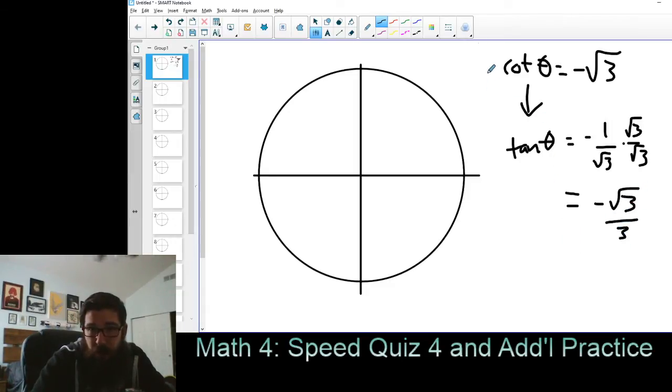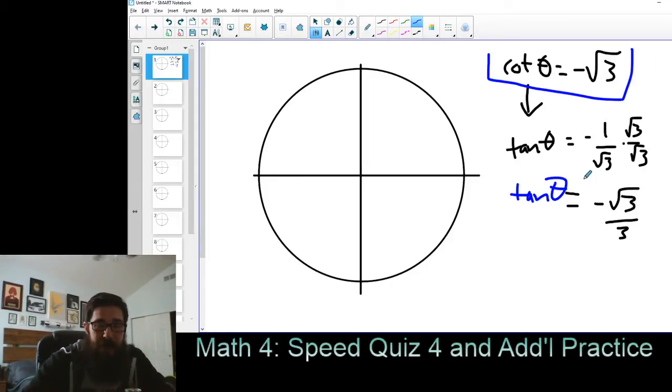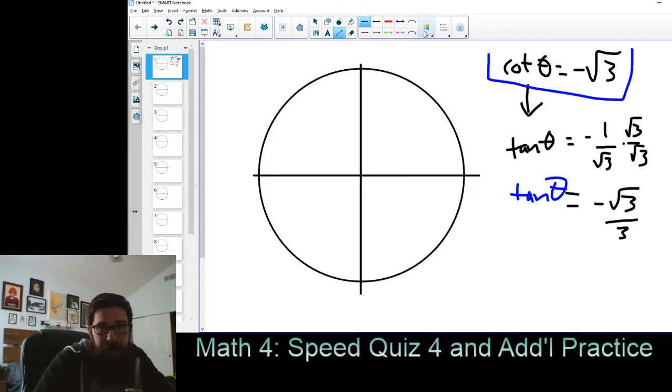So the question of when is cotangent of theta negative square root 3? It's whenever tangent of theta is equal to a negative root 3 over 3. The times these happen are the exact same. The reason I switch is I know my quadrant 1 stuff pretty well, and the rest of it I can start to reason out.